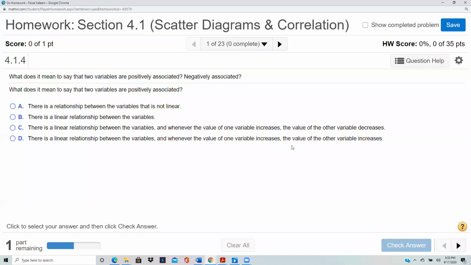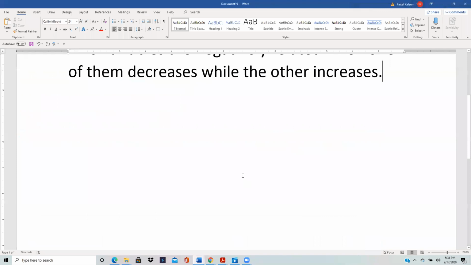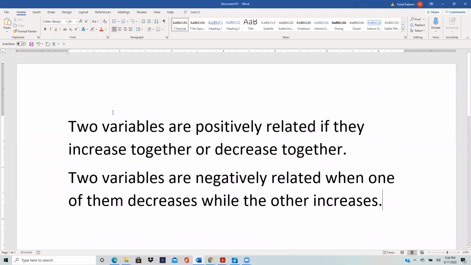What does it mean to say that two variables are positively associated, negatively associated? First, what does it mean to say that two variables are positively associated? Now, two variables are positively associated if they increase together or decrease together. So they are positively associated or positively related or positively correlated if they increase together or decrease together.